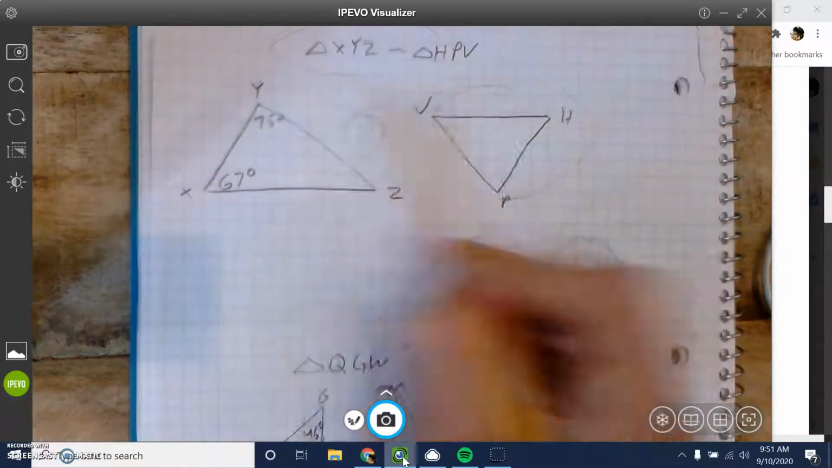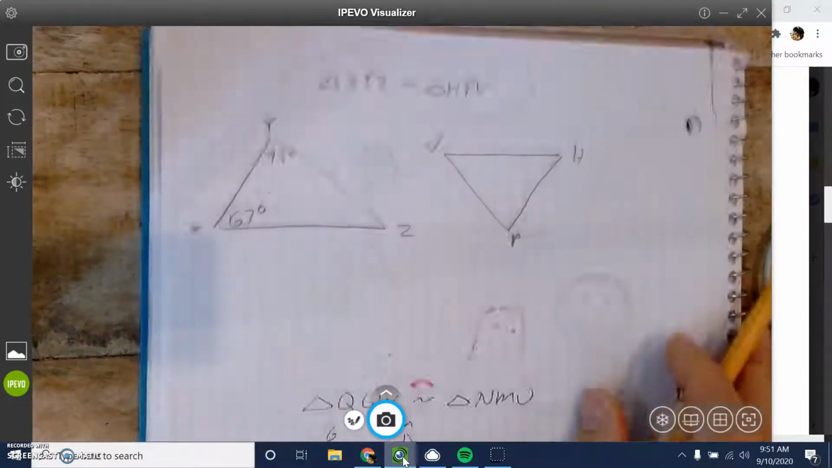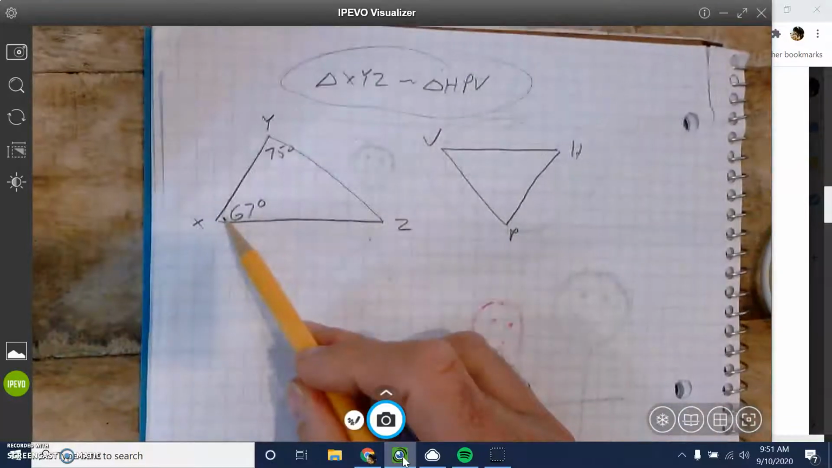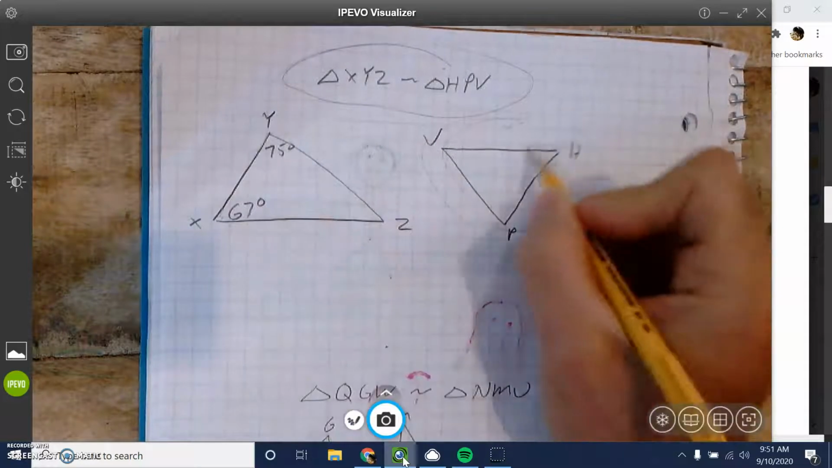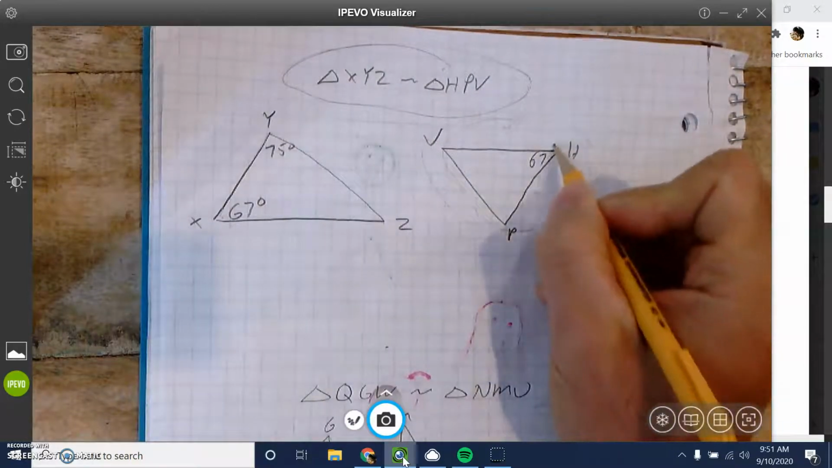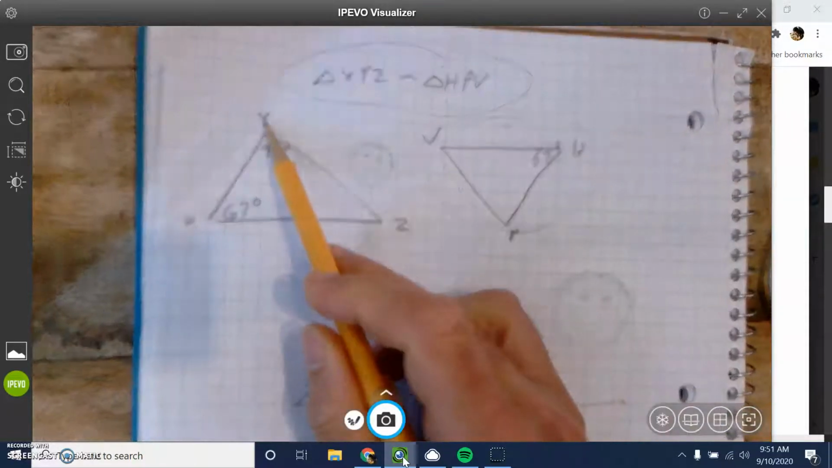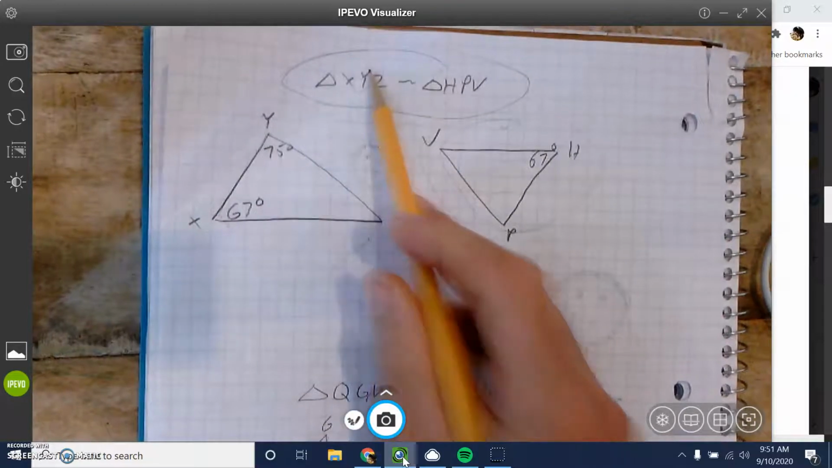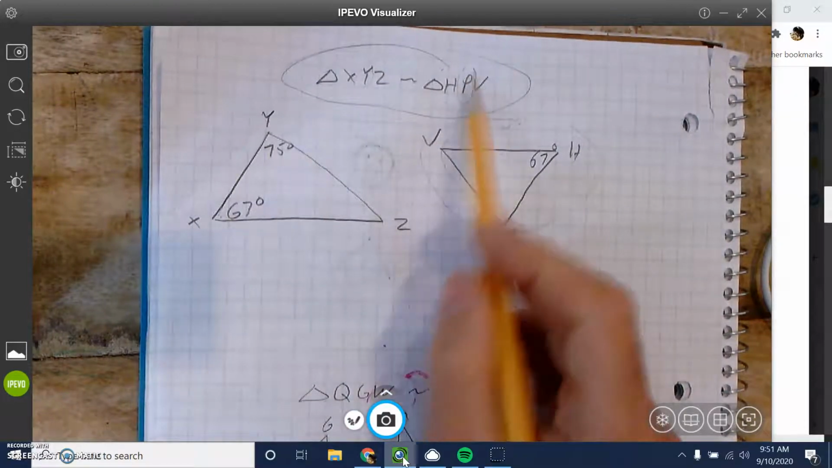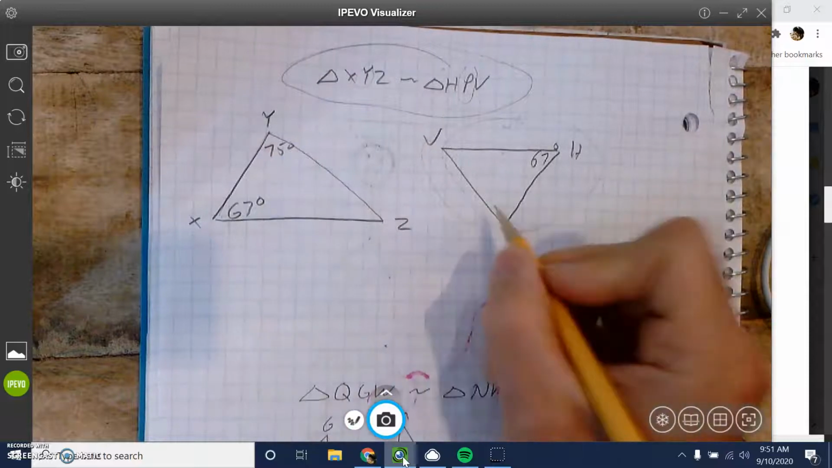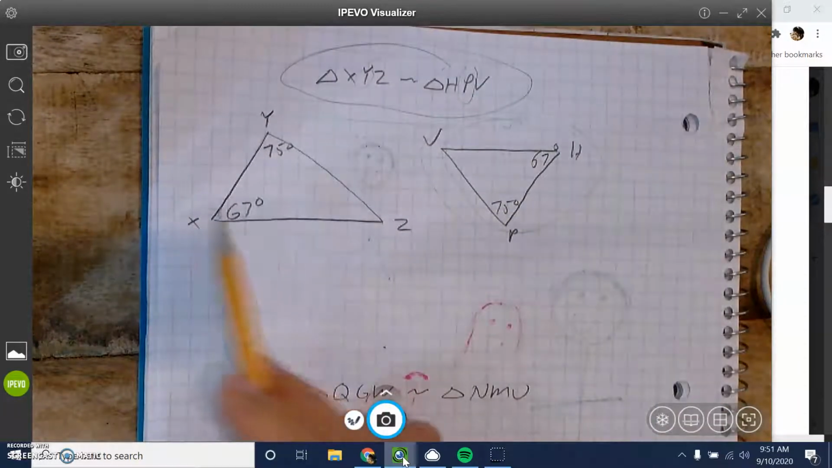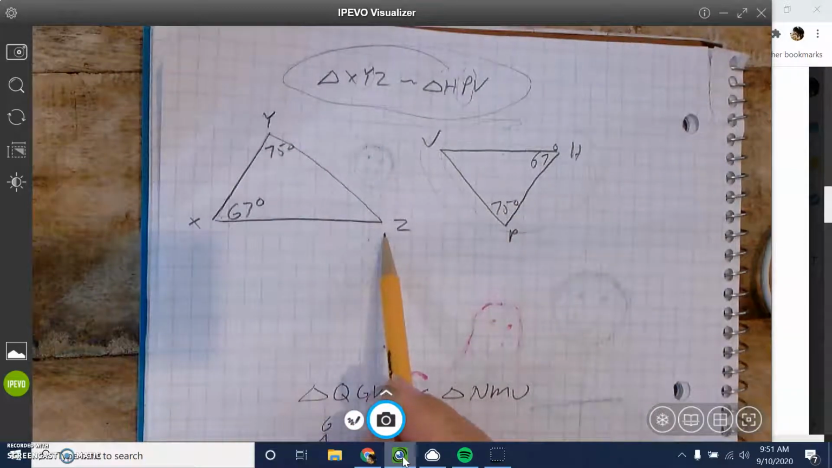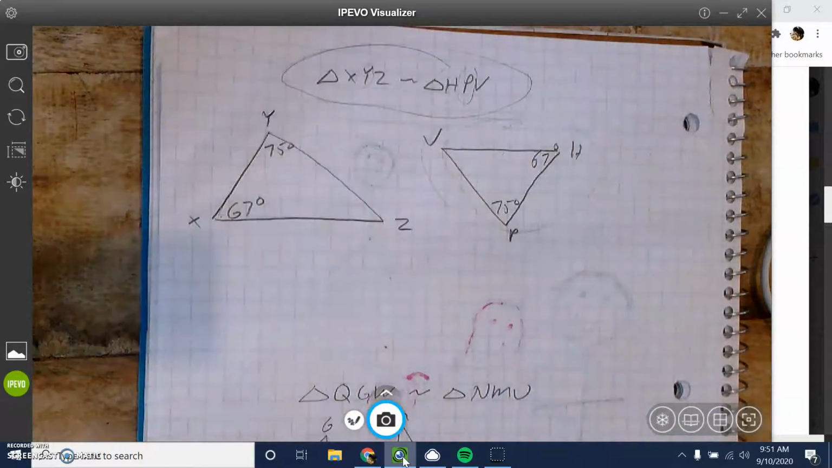But I'm just going to use this because this is going to help me. So angle X is corresponding to angle H. So if X is 67, this is also 67 degrees. Now Y is the middle, and P is also in the middle. That's the middle angle. So this is also 75. Yeah, it's the same thing, it's upside down. So now I have to get angle Z.